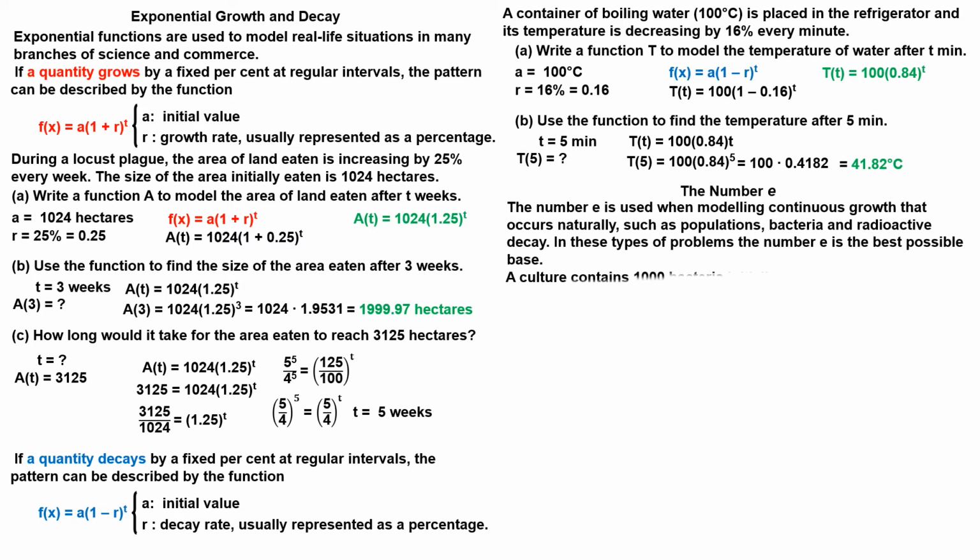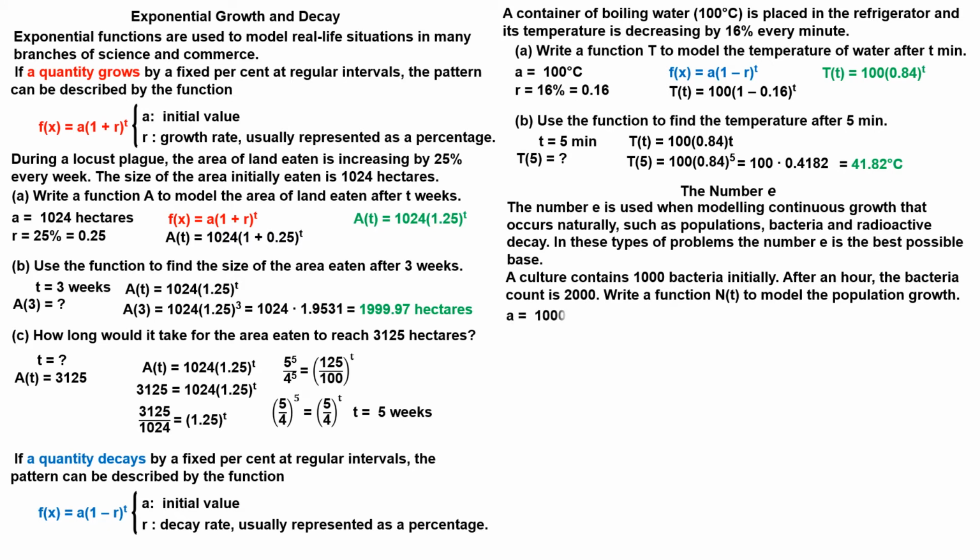A culture contains 1,000 bacteria initially. After 1 hour, the bacteria count is 2,000. Write a function N to model the population growth. Take the formula for exponential growth and replace A with 1,000. And if the number of bacteria doubles every hour, the rate is 100%. Replace R with 1.